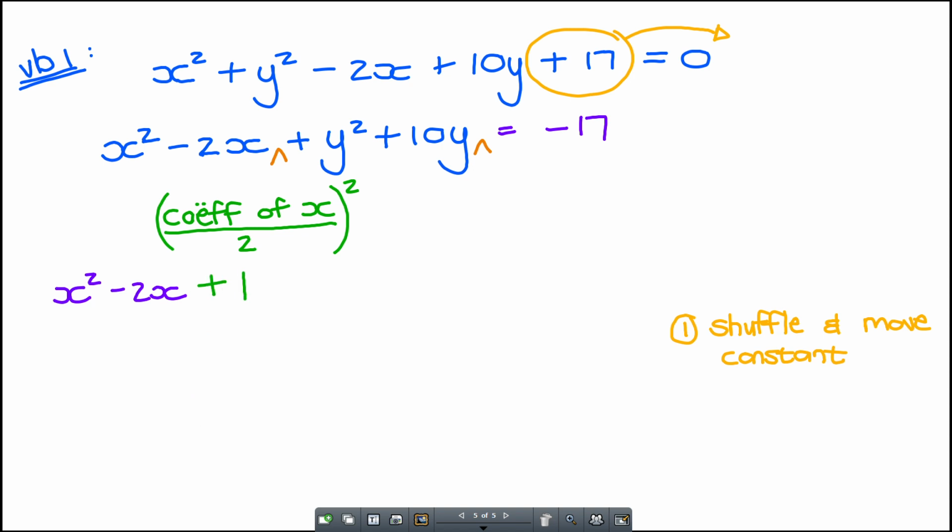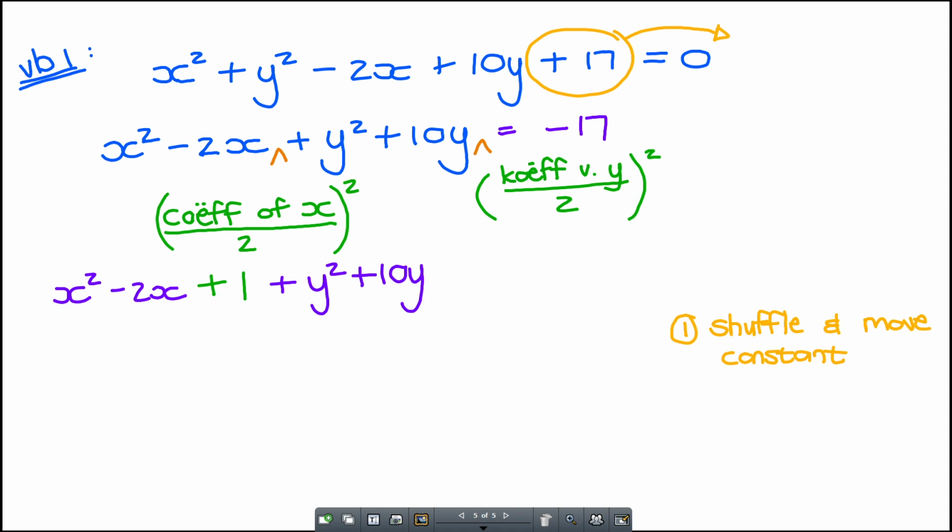Okay, now we go on with the equation. Then we had y squared plus 10y. And now we're short a little piece there again. So we're going to do the same thing there. We're going to get the coefficient of y, divided by 2 and then squared. No? What is the coefficient of y? 10. Divided by 2 gives me 5. And that squared gives me 25. Okay, so I'm going to say plus 25. Okay, then it was equal to minus 17.